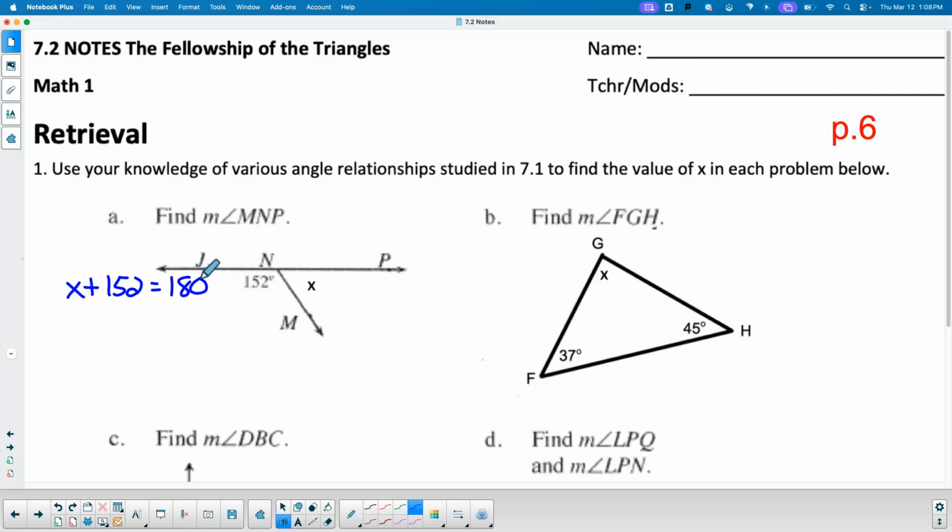So how am I going to solve that? Minus 152, 28. I knew it had to end in an 8. So x is 28 degrees, or the measure of angle MNP is 28 degrees. Either way. What do I know on letter B? What do I know about those angles?